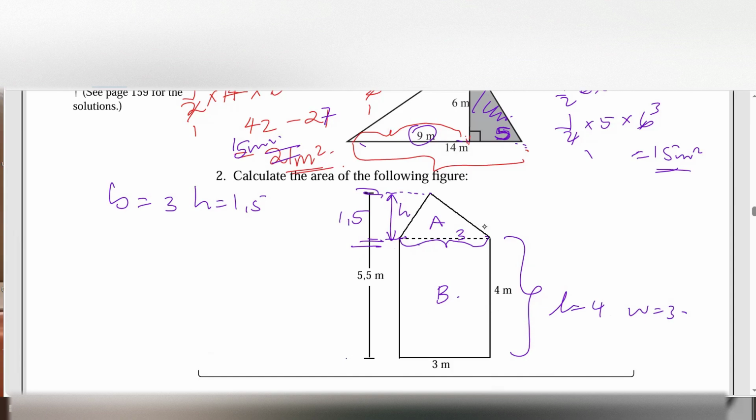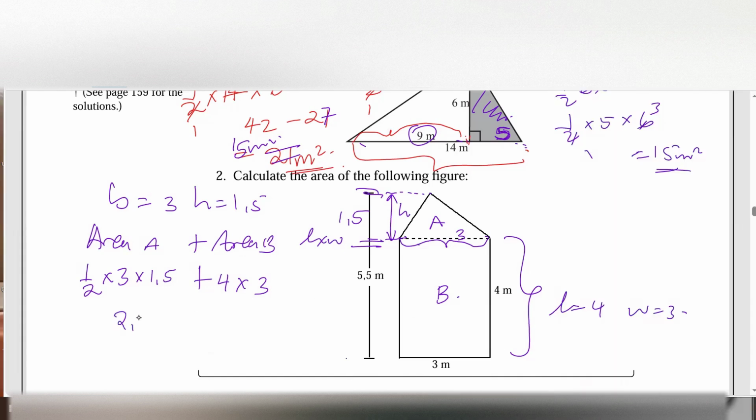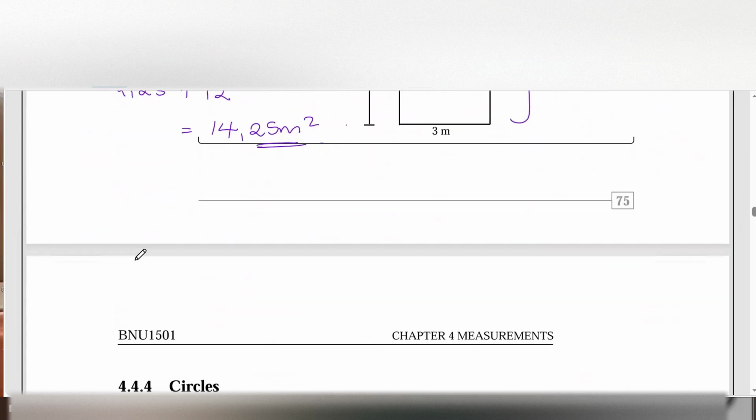So let's get the total area, we add them together. Area of A plus the area of B. It's going to be a half times 3 times 1.5 plus area of a rectangle, length times width, which is going to be 4 times 3. Looking at the first part, 0.5 is a half. We are multiplying it by 3 and then by 1.5. This becomes 2.25. And then we are adding 12. When you add that, you're going to get 14.25 meters squared. So that is how we go about the composite shape.